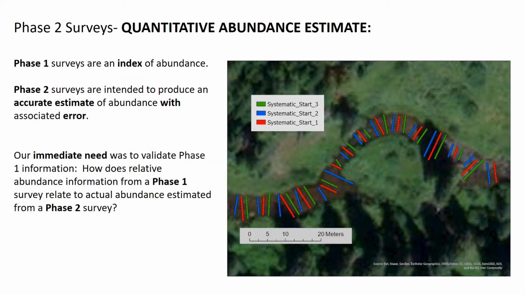Phase 2 surveys are quantitative abundance estimates. Phase 1 surveys are an index. Phase 2 surveys are intended to be an accurate estimate with associated error. Our immediate need was to validate phase 1 information. We asked the question, how does relative abundance information from a phase 1 survey relate to actual abundance estimated from a phase 2 quantitative survey?